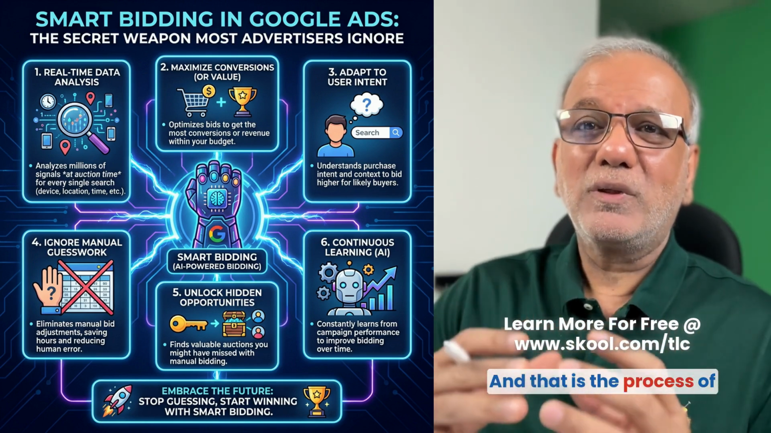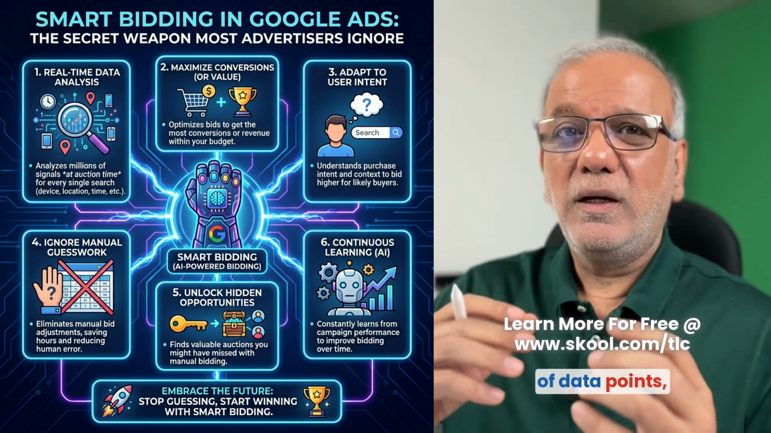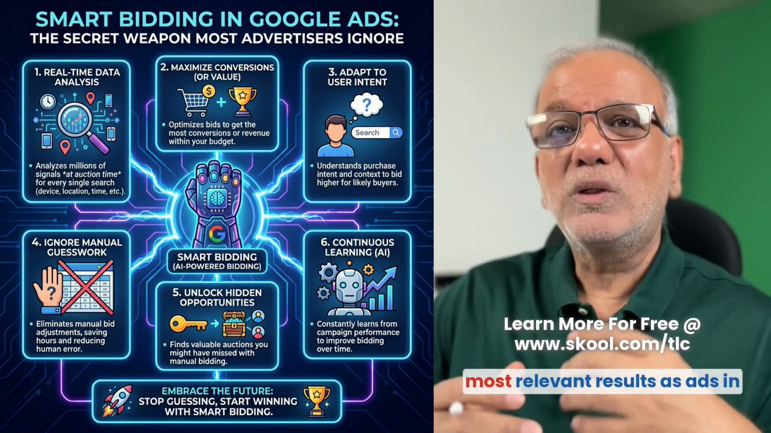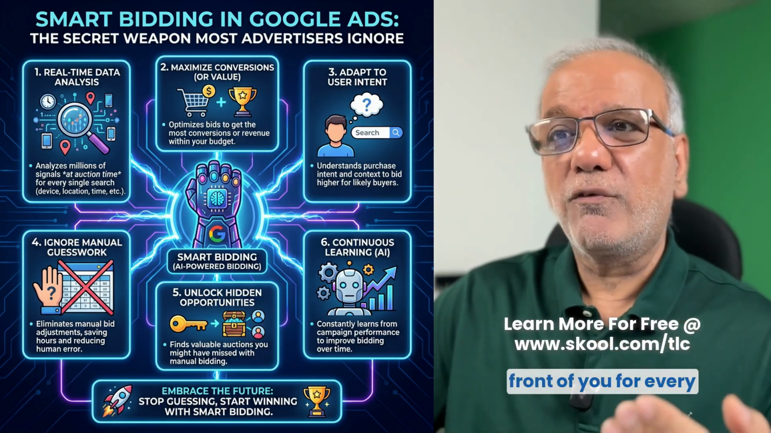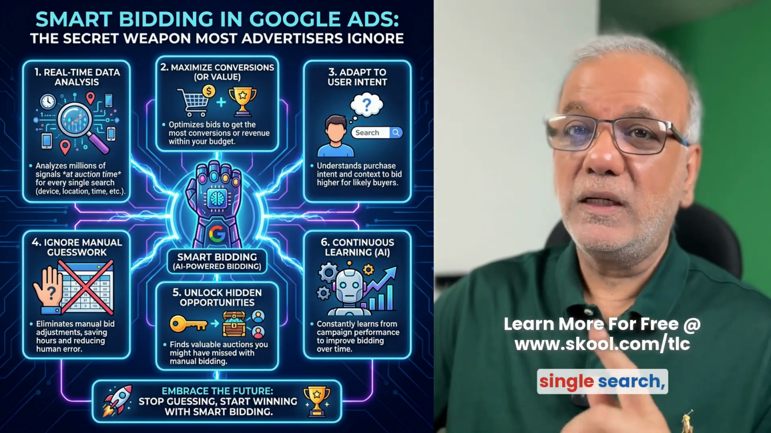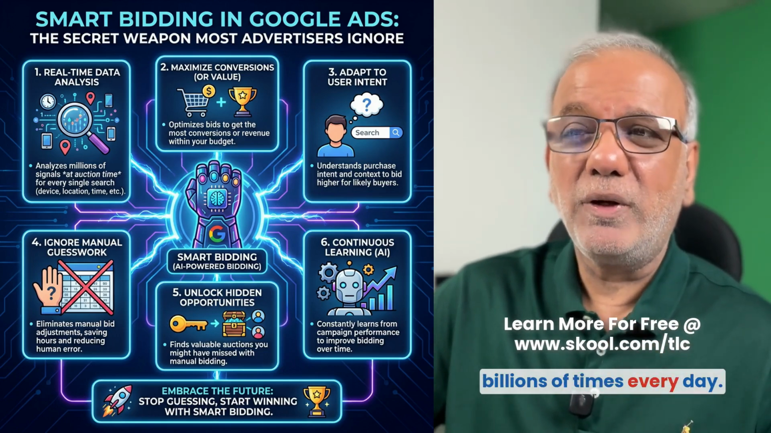Now, how does it analyze and decide which 4 ads to show at the top of Google? That is the process of analyzing all these millions of data points, and it will show you the most relevant results as ads in front of you for every single search. And it is happening billions and billions of times every day.